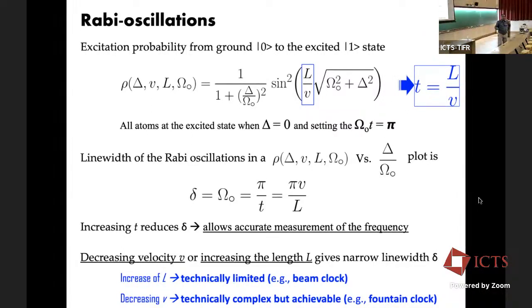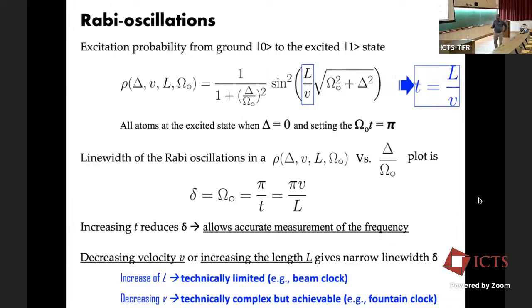So then the better thing to do is decreasing the velocity, but that's also complex. But it's achievable by laser cooling and doing all these kinds of Sisyphus cooling, etc. You can decrease the velocity from 600 meters per second to a few centimeters per second. That's what laser cooling does. But that's much more effective. There are several orders of magnitude in gain.